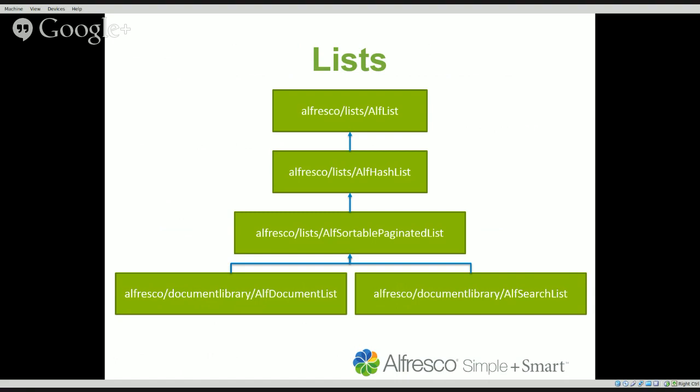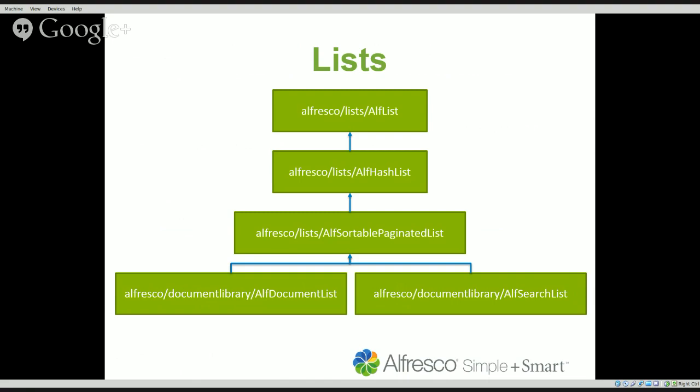So an Alf list is the most basic thing you could use. Hash list extends that to provide capabilities of managing the content driven from the hash in the browser URL. Sortable paginated list extends that to provide, as you might guess, built-in sorting and pagination capabilities. Then both the document list and the search list inherit from that, and they add in their own specific capabilities. When we originally wrote the document list as part of the new document library, it was big, about 500 lines. The document list in UE2 is more like 5,000 lines, so it was smaller than before, but we still felt it was pretty big.